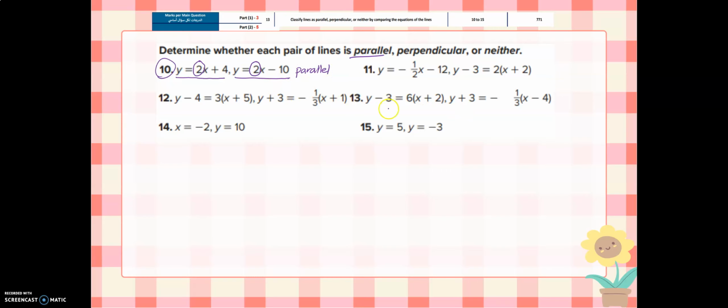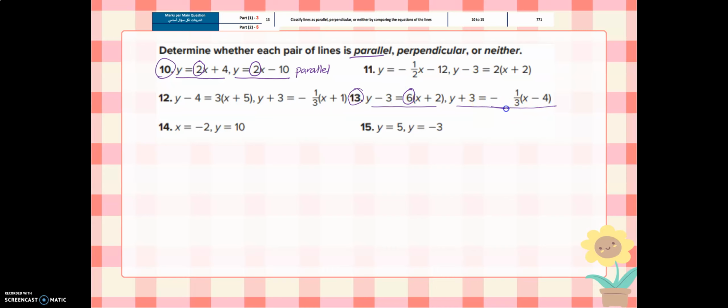Okay, so let's try to look at this example. I have here example number 30. This is the equation of the first line and this is the equation of the second line. As you can see, the slope of this is 6.